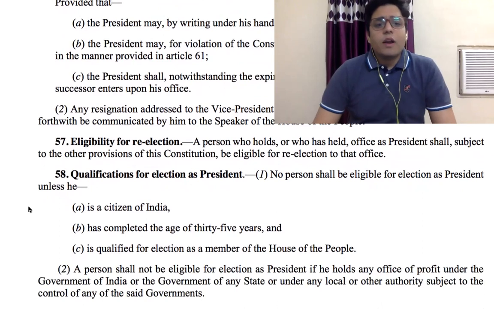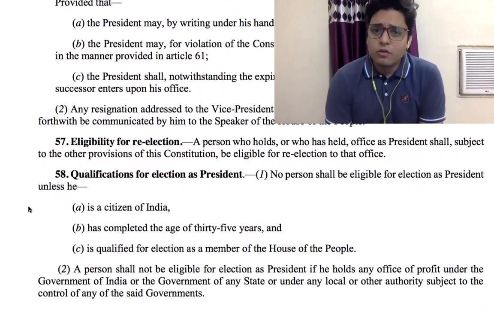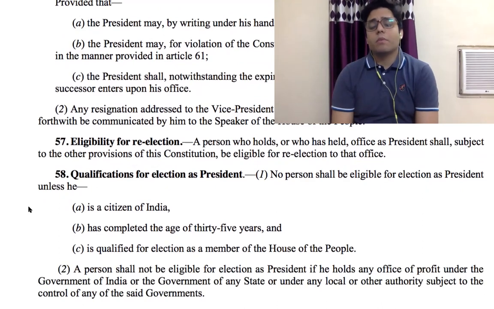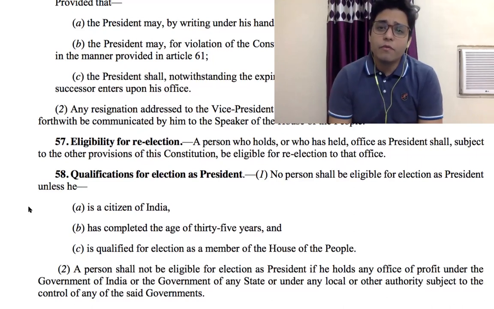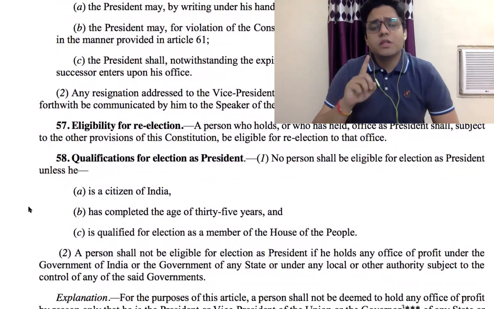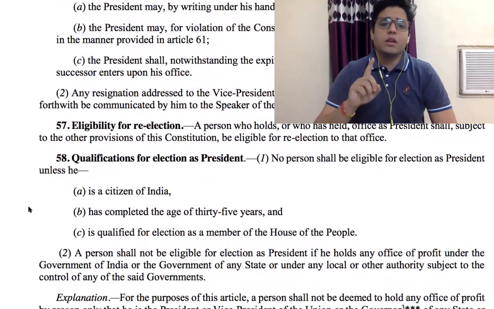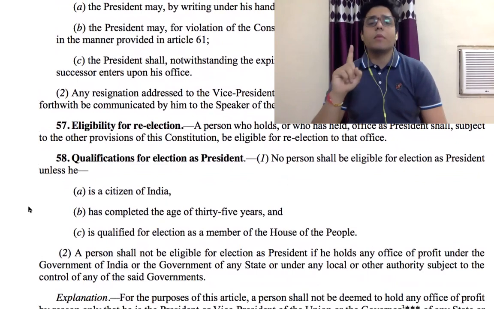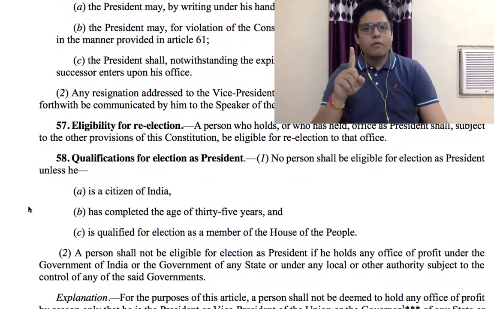Article 58, qualification for election as president. What are the qualifications that a person needs to satisfy before he can be elected as president? Sub-article 1: No person shall be eligible for election as president unless he is, first requirement, a citizen of India, very important.